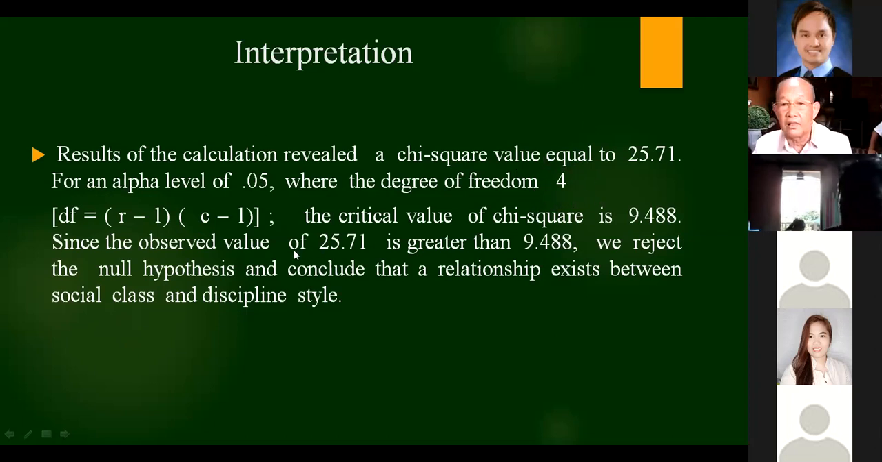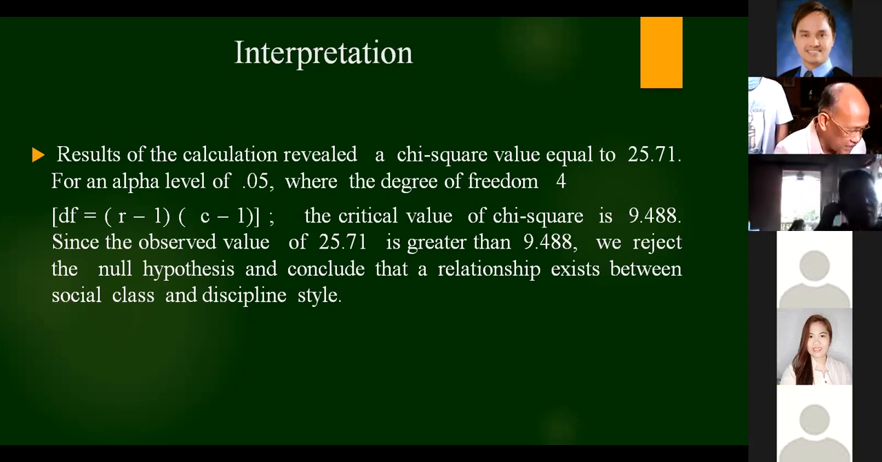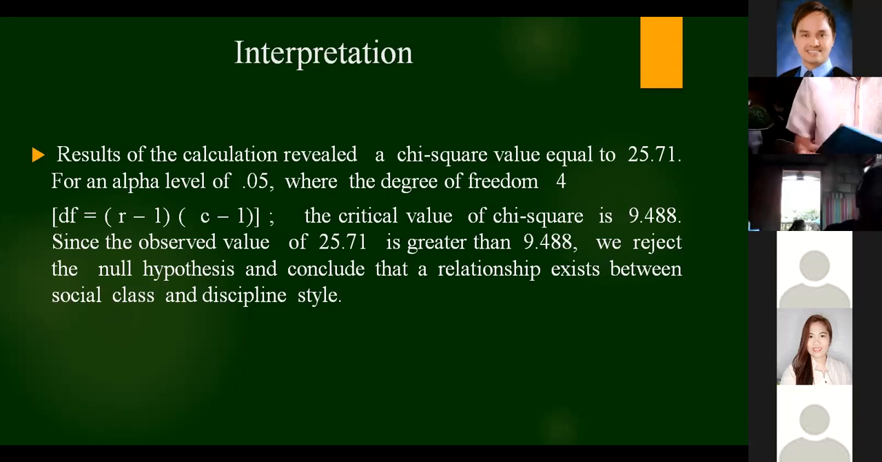Then now, the critical value of chi-square is 9.48. Saan galing yung 9.48 na yan? So I'd like you to know that for every statistical test, my dear colleagues, mayroon tayong tinatawag na table of critical values. Ito, pakita ko sa inyo.